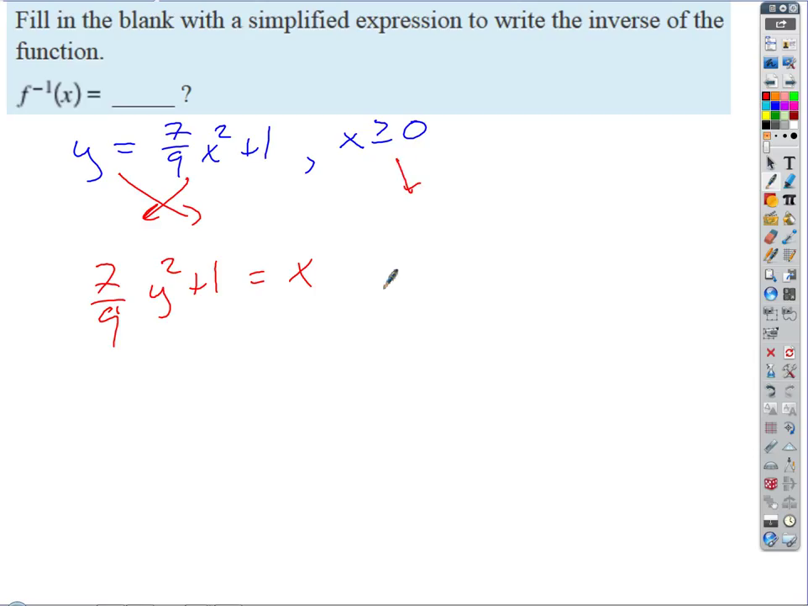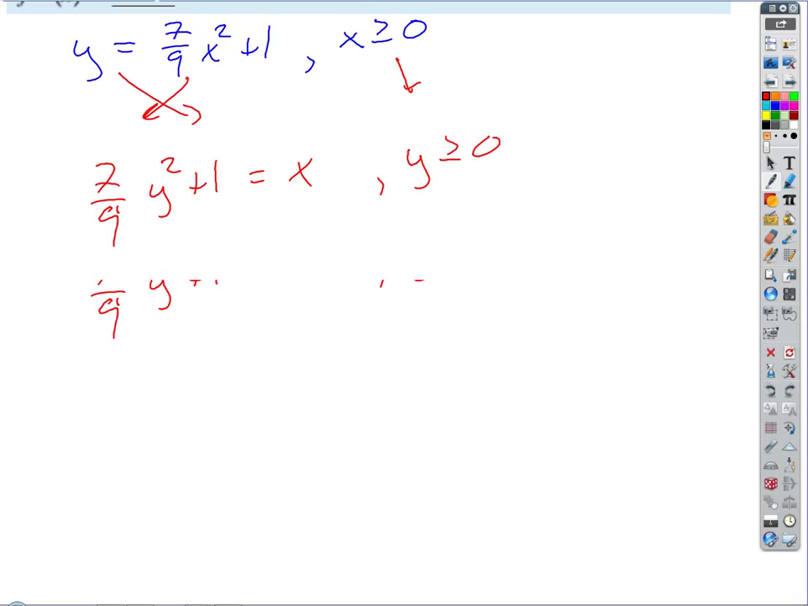Now what's that going to do to our domain? Instead of x being greater than or equal to 0, what's that going to become? Y. Okay. Good, because once again we exchanged the domain and the range. So for the original function, the constraint was that the domain has to be non-negative. That means that for the inverse, the range has to be non-negative. Okay? And then what do we do from there?